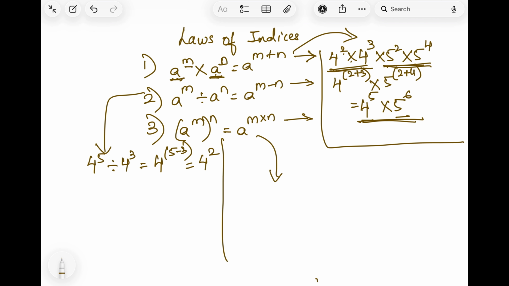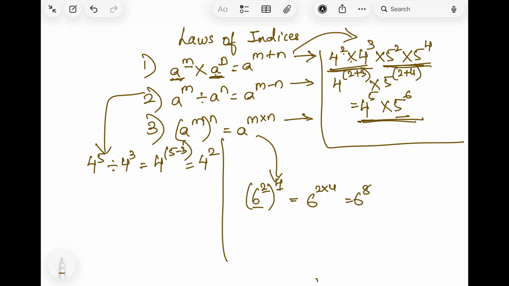Now let's take up an example for the third law. So if we have 6 raised to 2 the whole raised to 4. Now if you see, there is only one base, but there are two powers, or sometimes two same powers. So what do we do? We just multiply the powers. So 6 raised to 2 into 4. This becomes 6 raised to 8. So I hope it is clear how to solve using these laws of indices. These are the first three laws of indices.